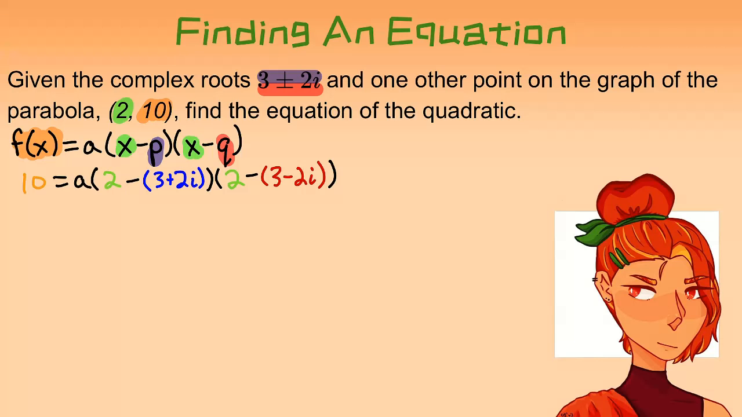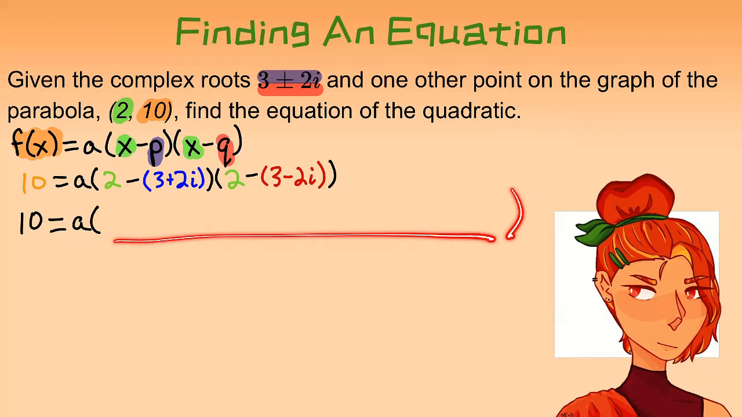All right, so let's do it. So we have 10 is equal to a, and we have to multiply the a times the result of multiplying all of this. So we need parentheses with the result of the FOIL inside it, and it's actually going to be more like that.